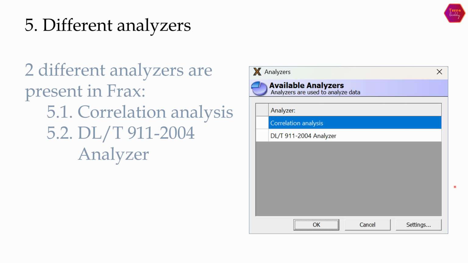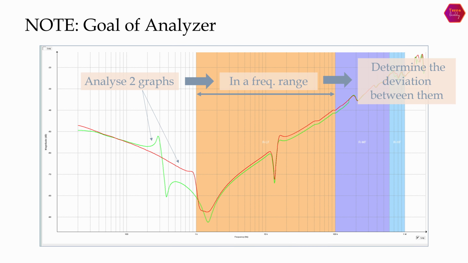Two different analyzers are present in the Frax software. One is correlation analysis, another one is the DLT analyzer. Now, what is the goal of an analyzer? An analyzer takes two graphs as input, analyzes them in different frequency bands, and then determines the deviation between those two graphs within those bands.